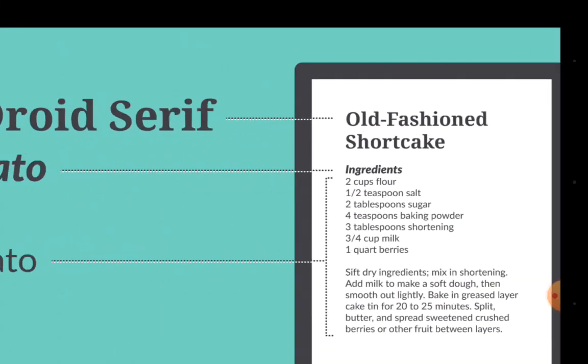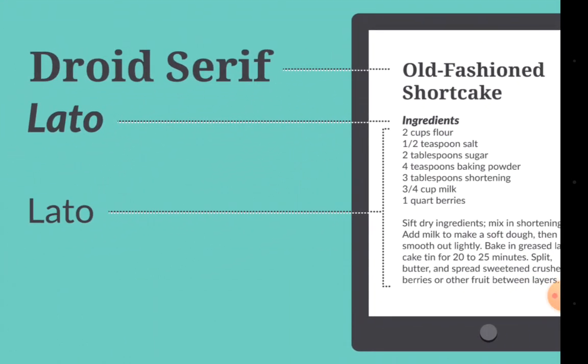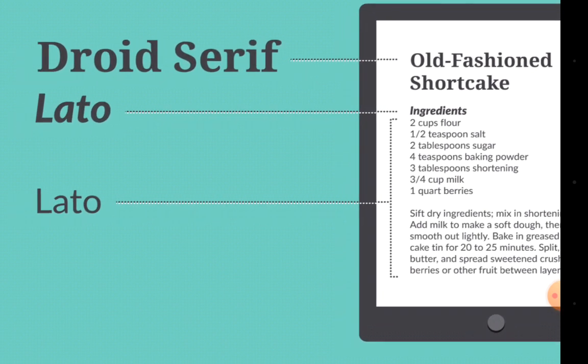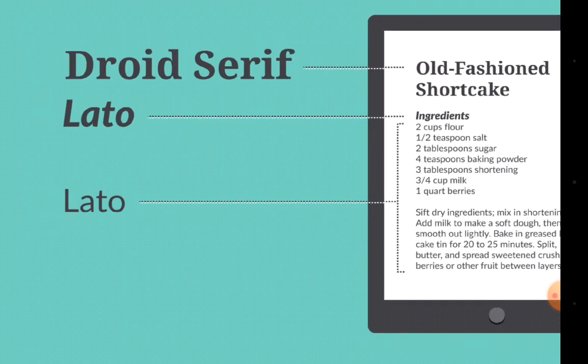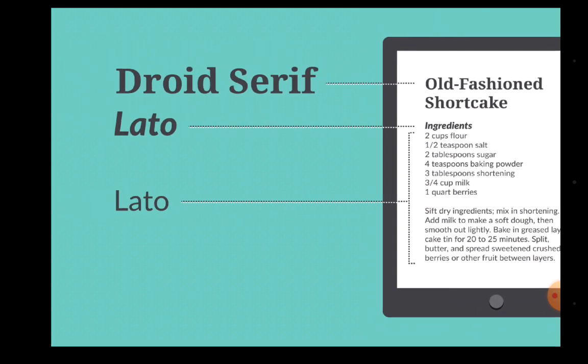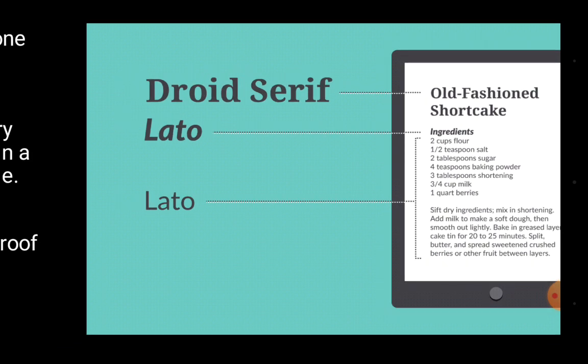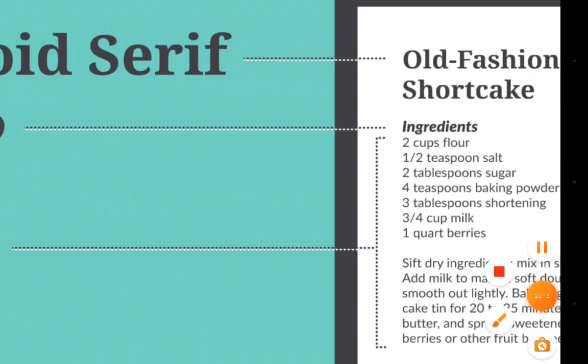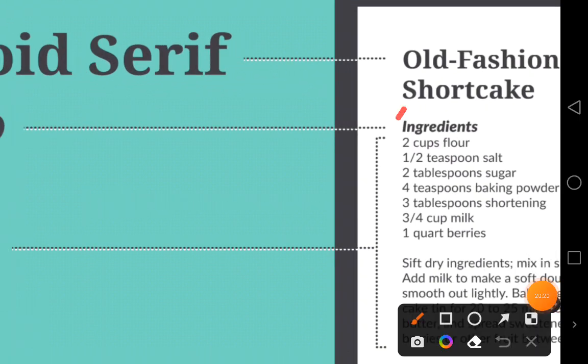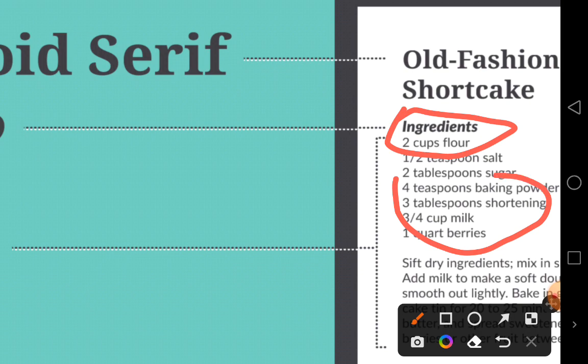Okay, look at this. The heading is actually a serif font. The subheading is Lato, that's a sans serif font. The body of the project is another sans serif font, which is the same Lato. The only thing is that this one was emphasized, made bold and italicized. So these ones are just normal fonts.